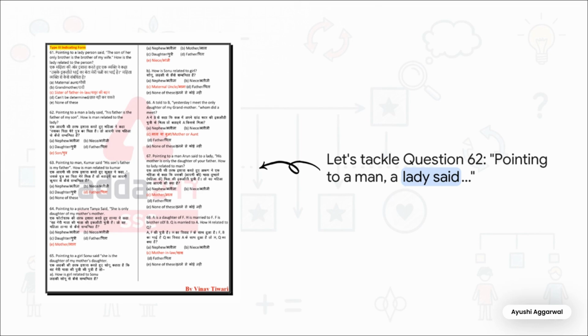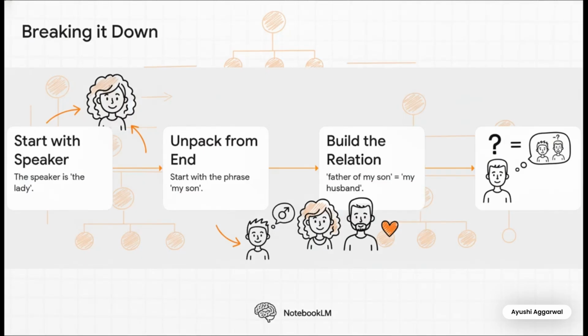So first things first, who is the speaker here? It's the lady. That means we have to solve this from her perspective, and we'll start from the end of her statement. Okay, so let's break this down. The speaker is the lady. Now, the last part of her statement is my son. So let's just imagine the lady and her son. Now, let's work backward. The part before that is father of my son. Now, who is the father of the lady's son? Well, that's obviously her husband. So the whole phrase, father of my son, simply means my husband.